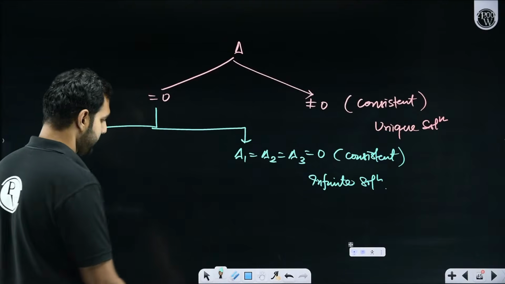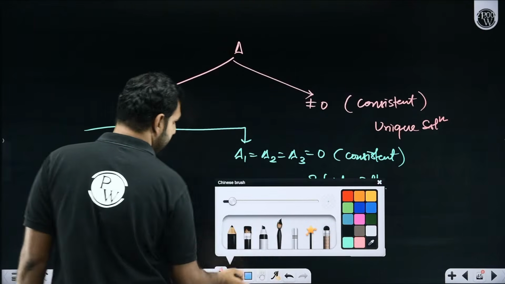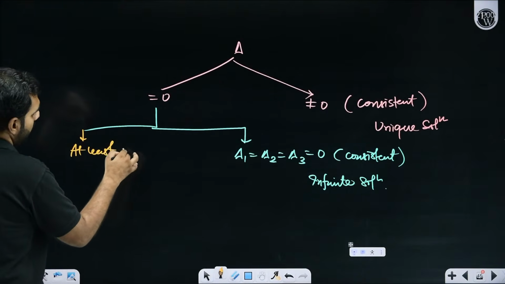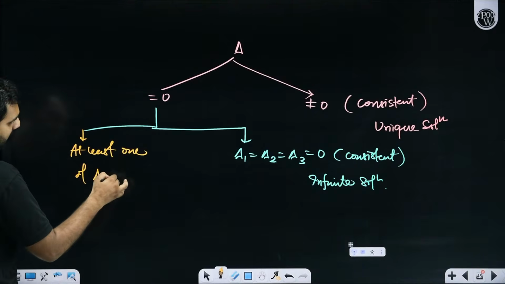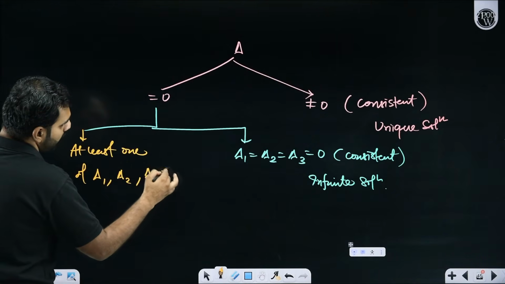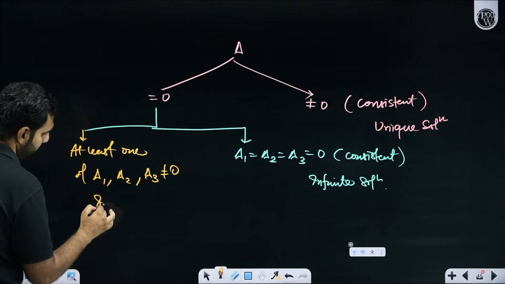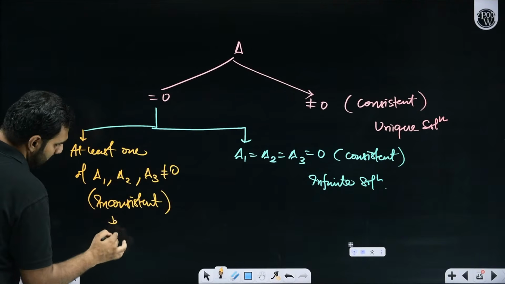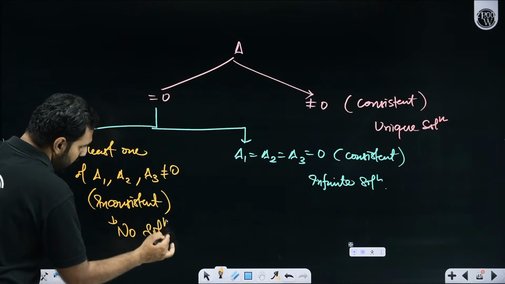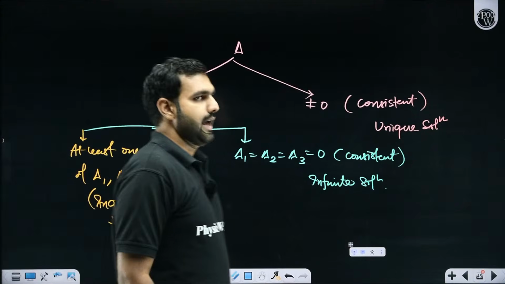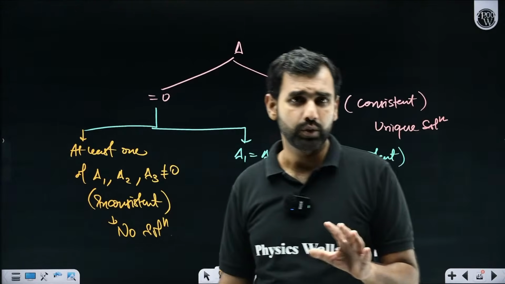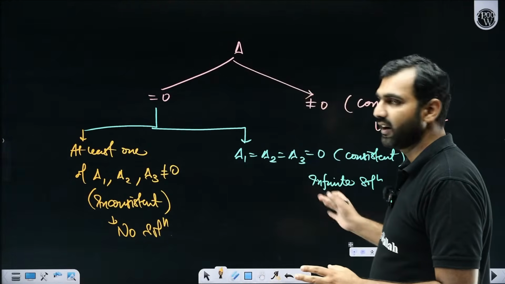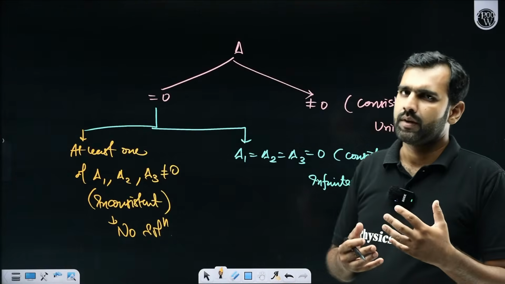But if at least one of delta 1, delta 2, delta 3 is non-zero, then you say this system of equations is inconsistent, and there you claim that it has no solution. Have you all understood this whole story? Are you comfortable with this part? I hope you will remember it, because JEE Mains and Advanced ask you questions based on this hierarchy.